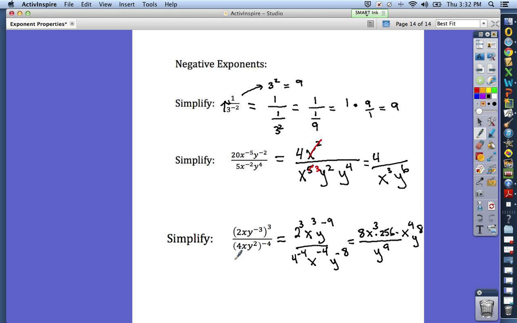So 8 times 256, we're multiplying numbers times numbers on the top, 2048. Over here I have x to the 3rd times x to the 4th, which would be x to the 3 plus 4, x to the 7th power. And the y to the 8th divided by y to the 9th would be y to the negative 1st if I put it in the top. Or if you think about it like this, since the y to the 9th, there were more y's in the bottom to begin with, when you cancel out, you're left with y to the 1st in the bottom. So this would be 2048 x to the 7th over y.